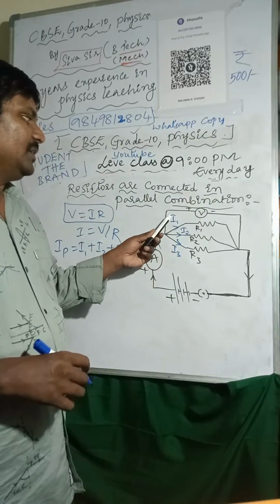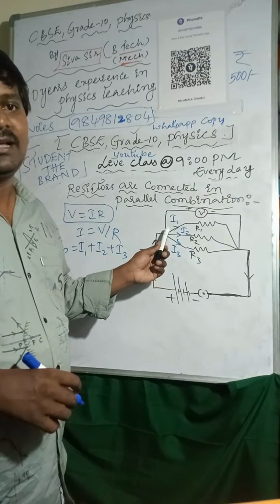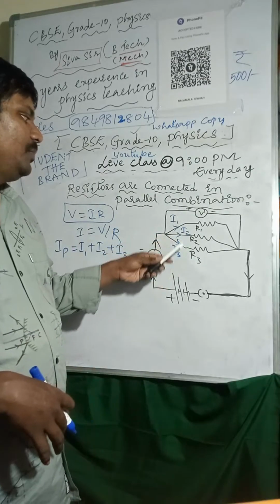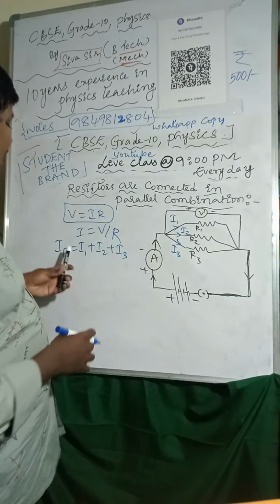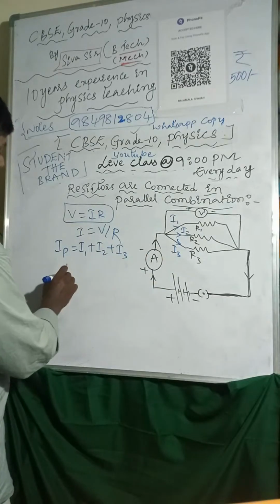So that is a combination of I1 plus I2 plus I3. Here current is dividing, so that we are adding. I1 plus I2 plus I3 is nothing but IP. IP equal to I1 plus I2 plus I3. So now we are considering IR.